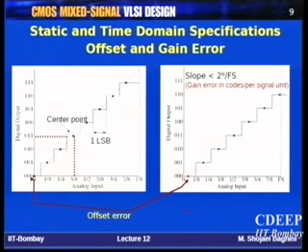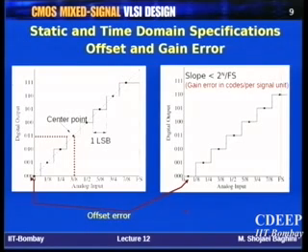Of course, if offset is not taken care of properly, then you will face a problem here. You may miss a code because it may happen that if it is more than 1 LSB, it will cross full scale. So that is important. So this is one effect.